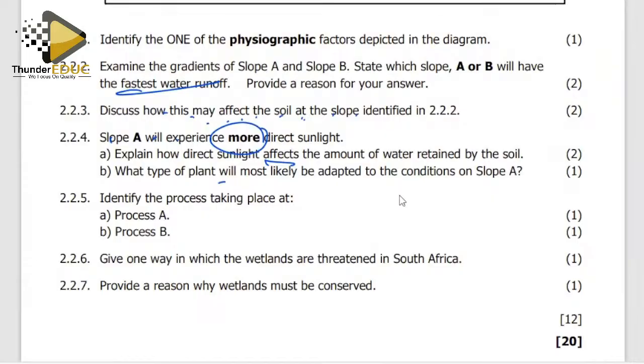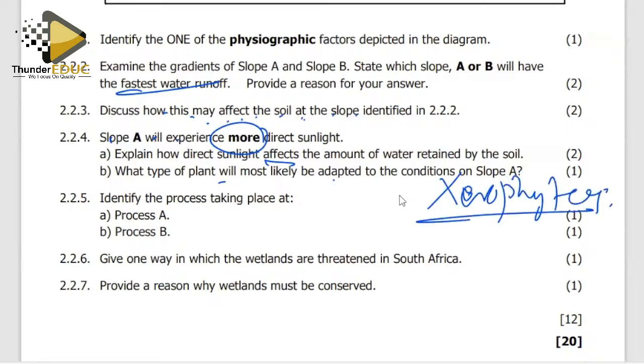What type of plant is most likely to be adapted to the condition at slope A? They're asking you, which type of plants do you think is going to be there? To me, I will say plants which are growing in the desert, the xerophytes. I can't say mesophytes or hydrophytes because the water is not there. So I'll say xerophytes. So xerophytes look to be the most correct answer.